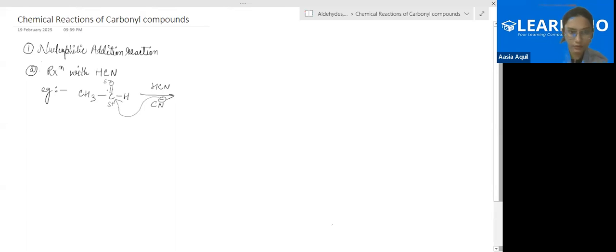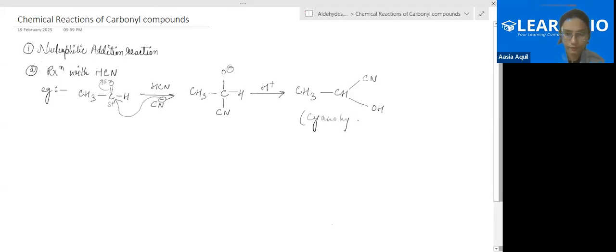And this bond breaks, giving CH3, CH, CO minus, and here the CN group. In the presence of H plus, in acidic medium, you will get cyanohydrin. What is cyanohydrin? CH3, CH, and on the same carbon CN is attached and OH is also attached. This is known as cyanohydrin.